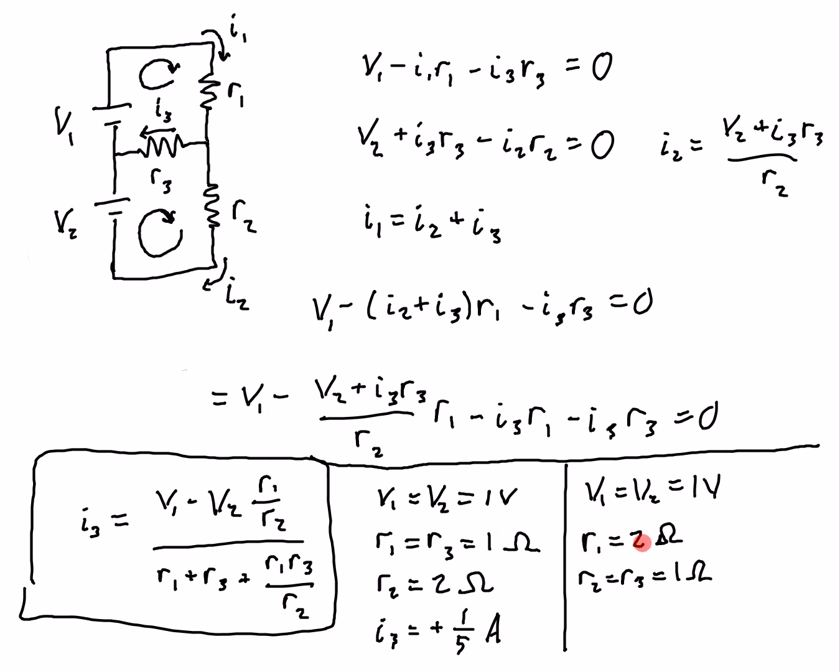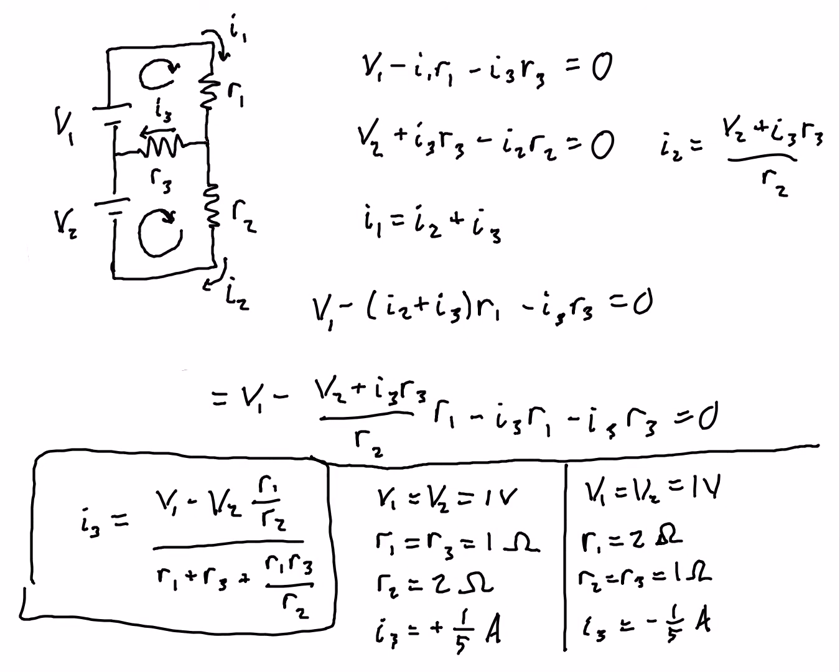This time let's let R1 be the resistor with 2 ohms resistance, and R2 and R3 will have 1 ohm of resistance. We then get that I3 is minus 1/5 of an amp, so in that case current is flowing to the right. And this result we can actually make some intuitive sense of.